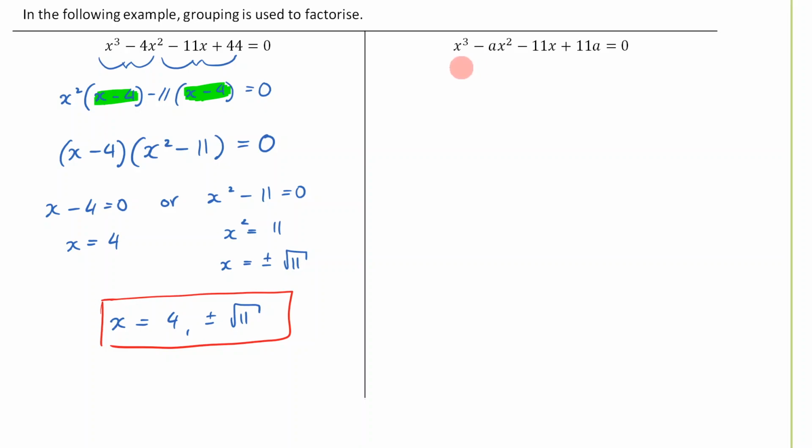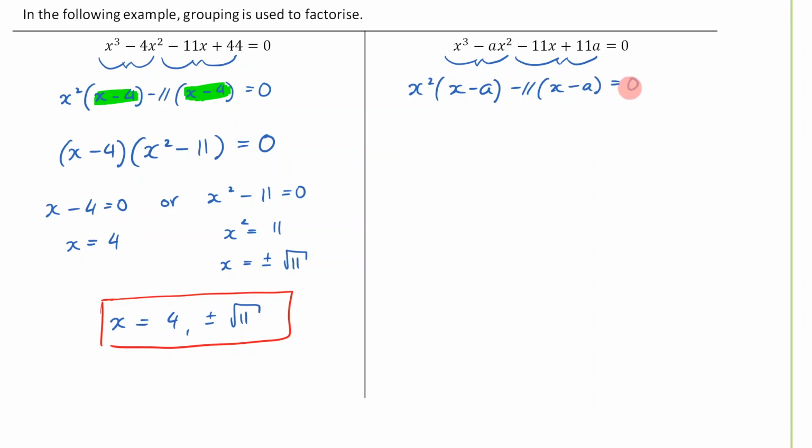Again, you just need to be able to recognize it. You can look at this and say, hey, if I was to group these together and group these together and factorize them, I think good things would happen. But you just have to recognize it. It's a skill within itself. So I can take out x squared here and be left with x minus a. And then over here, I will take out negative 11 and be left with x minus a.